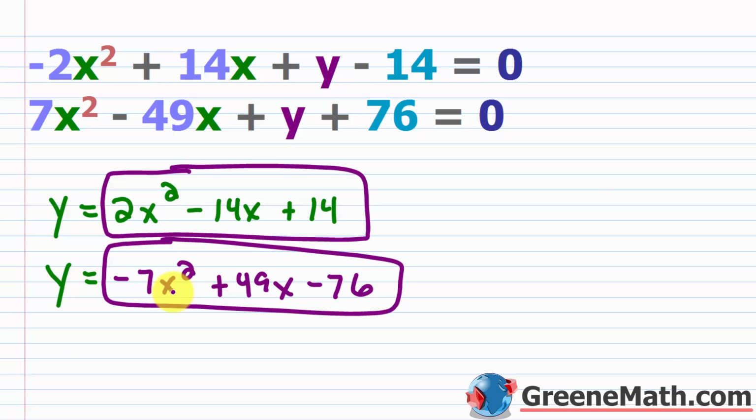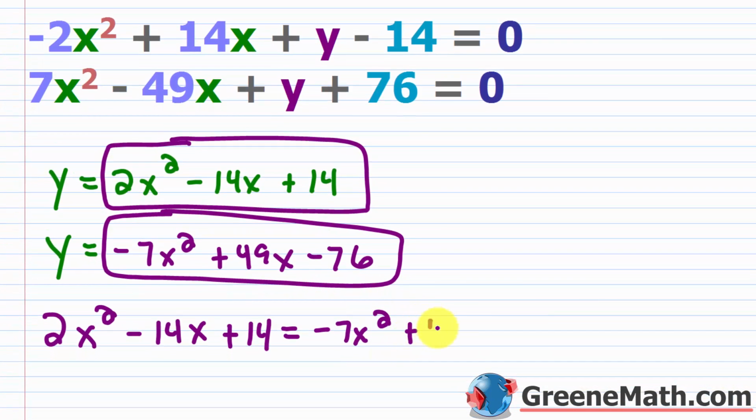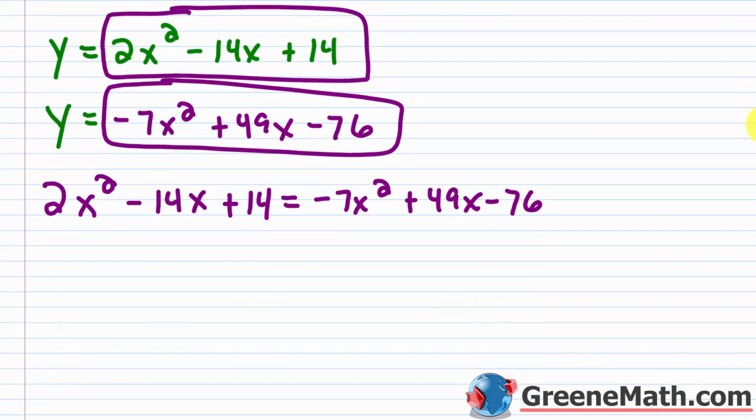Okay, so what I'm going to do is say that 2x squared minus 14x plus 14, again, this represents y here, is equal to the y from here, which would be negative 7x squared plus 49x minus 76. So when you get these, they're very, very easy to set up.